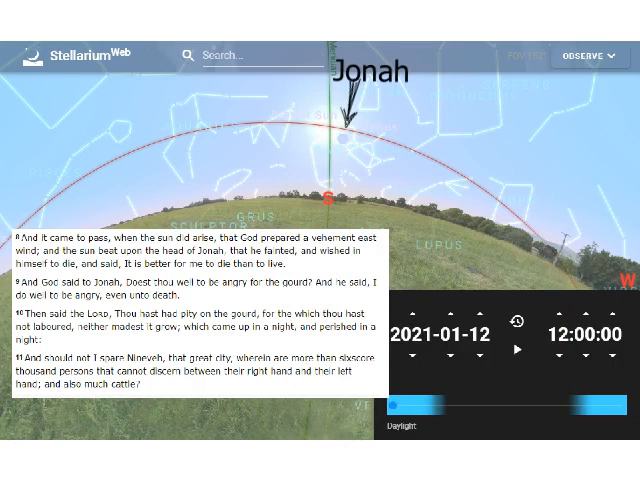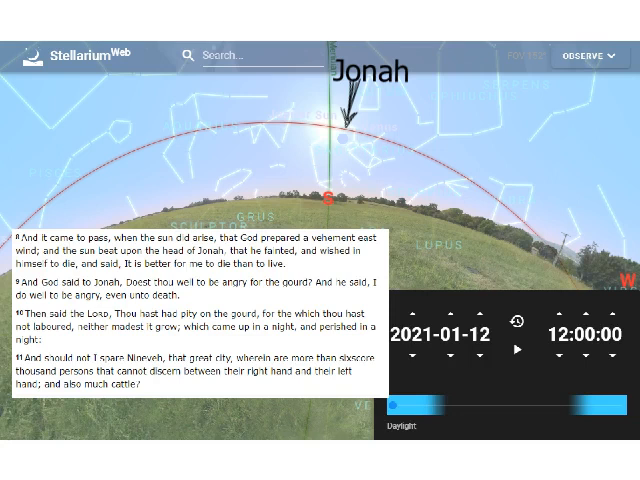And it came to pass when the sun did arise, that's our first clue why we're looking at high noon this time, that God prepared a vehement east wind, and the sun beat upon the head of Jonah, that he fainted, and wished in himself to die, and said, It is better for me to die than to live.